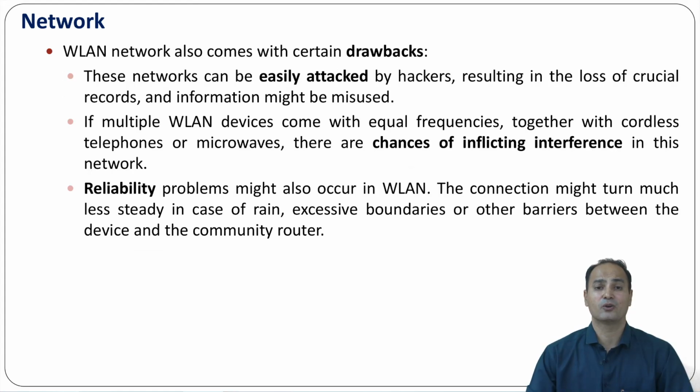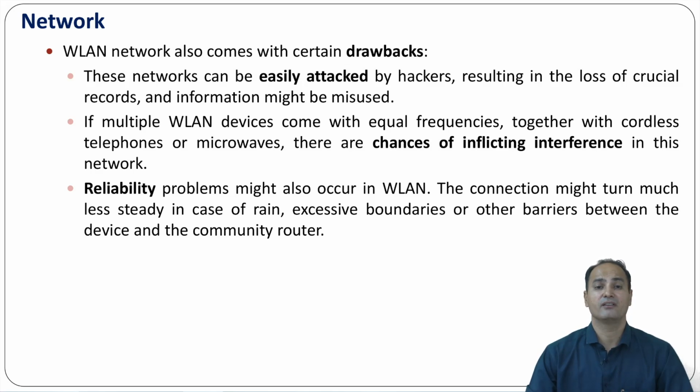Wireless LAN networks also come with certain drawbacks, or suffer from certain limitations. Among them, the first is a security headache, as these networks can be easily attacked by hackers, resulting in the loss of crucial records and information that might be misused.